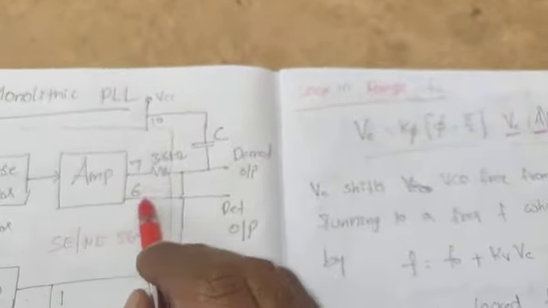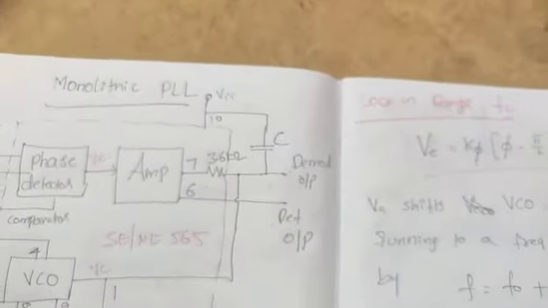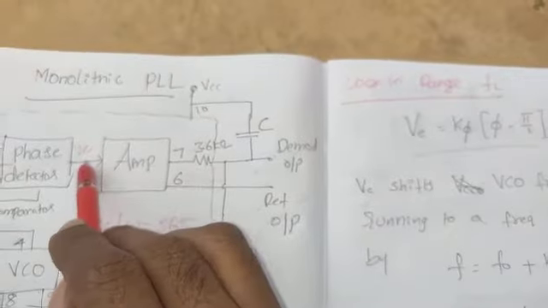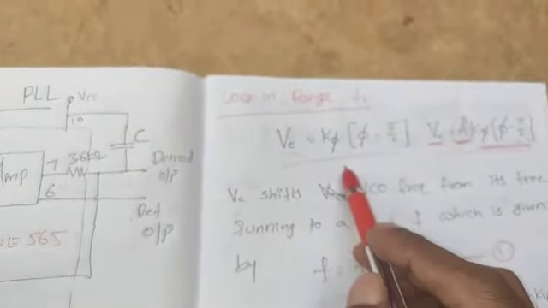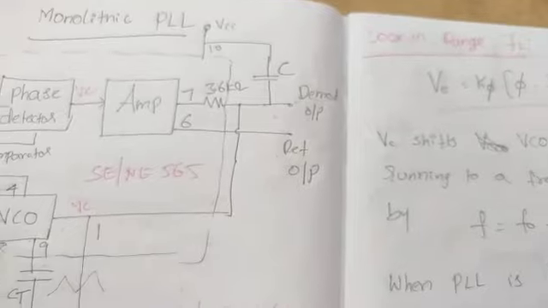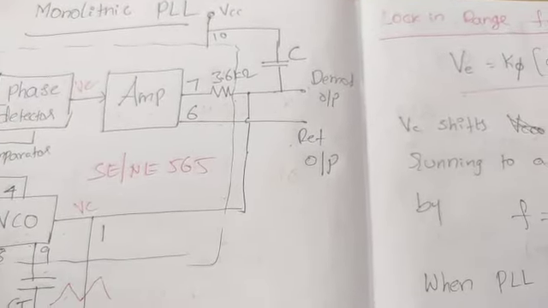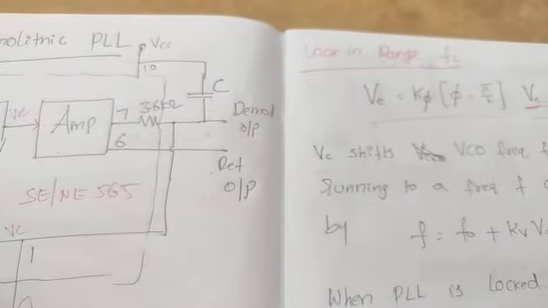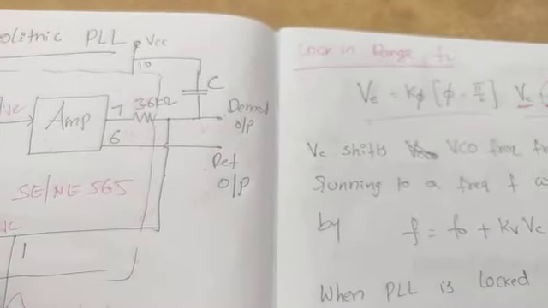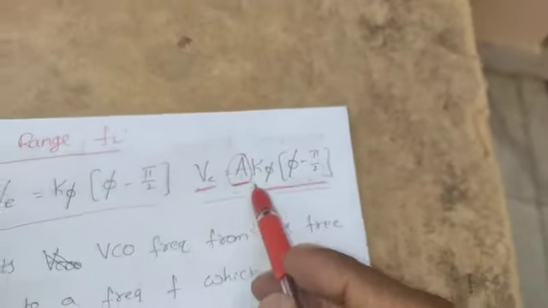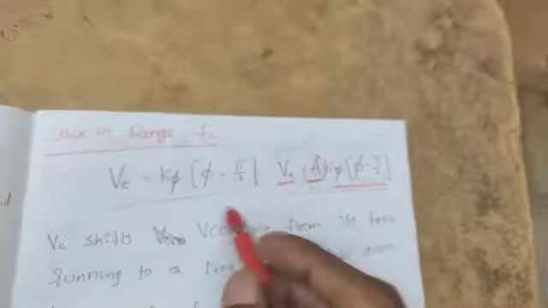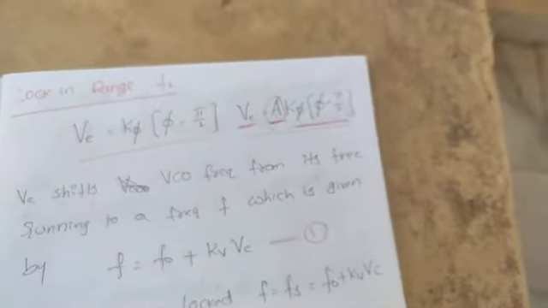Coming back, after this you get the VC voltage, and here we get the error voltage. The error voltage is K pi into pi minus pi by 2. Once you get VE, it passes through the amplifier. I am taking the gain of the amplifier as A, so the output of the amplifier becomes the gain times the input signal. So VC is equal to A into K pi into pi minus pi by 2. These two we got from the balanced modulator.